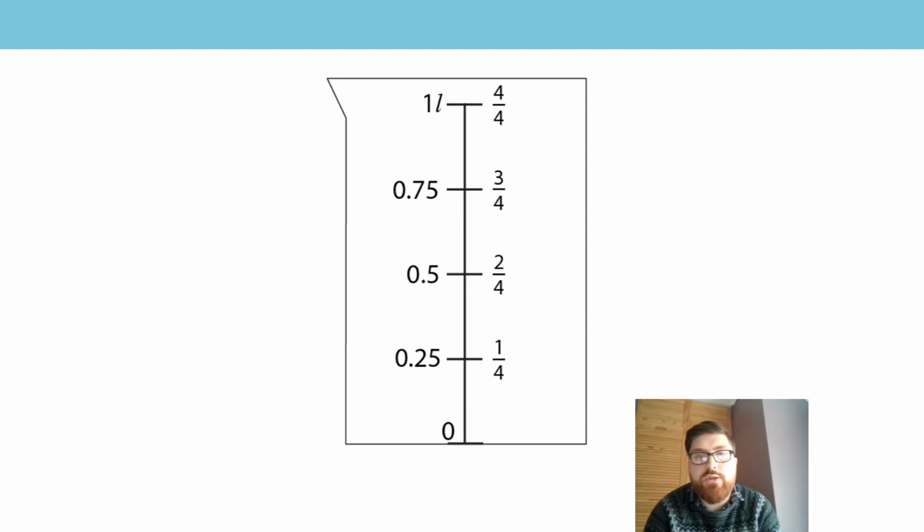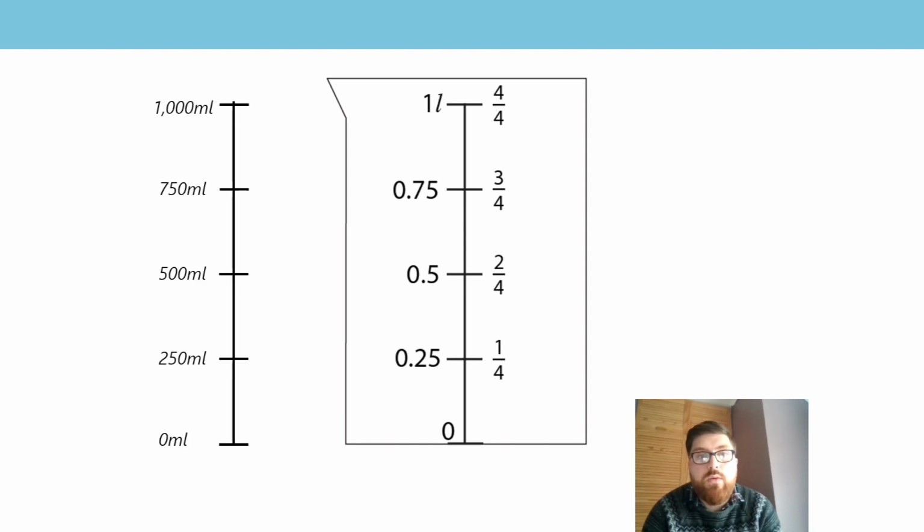So here we have our measuring cylinder, which has been split into 4 equal parts. Okay, just like our number line, it's just vertically now. So we can see that we have got 0.25 of a litre, 0.5 of a litre, and so on. And we can see the equivalence of millilitres here. Okay, so we can see that 0.25 or 1/4 of a litre is equivalent to 250 millilitres. And 0.5 of a litre or 2/4 of a litre is equivalent to 500 millilitres. And 0.75 of a litre or 3/4 of a litre is equivalent to 750 millilitres.